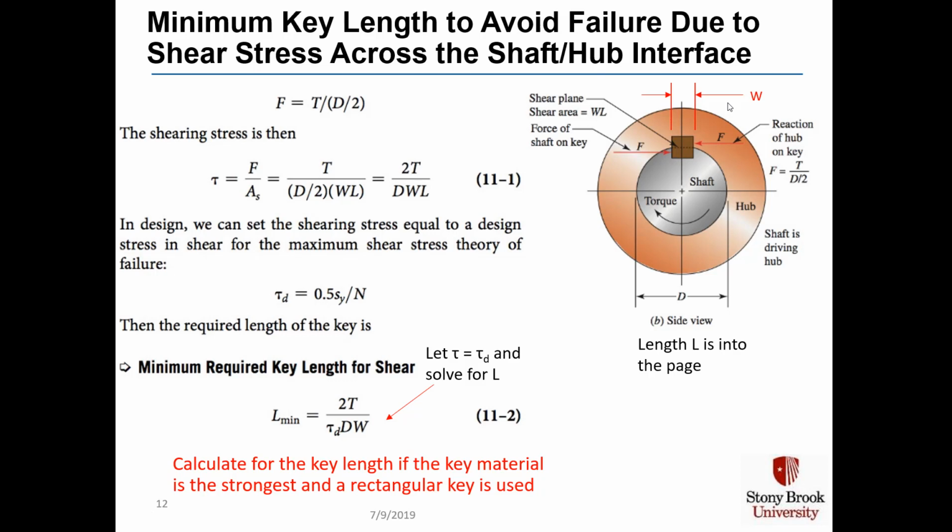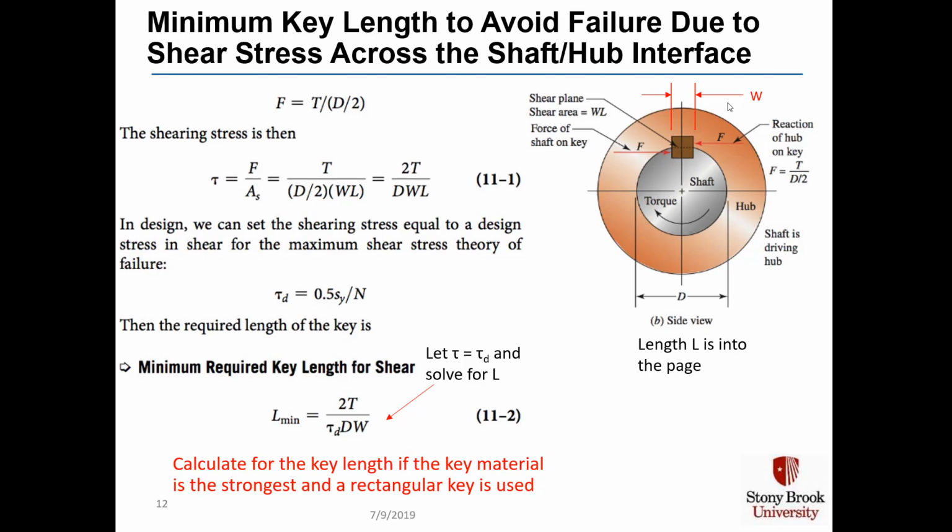And the force is equal to the torque divided by the diameter of the shaft over 2, which is basically torque over the radius of the shaft. And then the shearing stress is the force divided by the shear area, A sub s, and that's equal to the torque over d over 2 times WL, which is 2T over dWL.